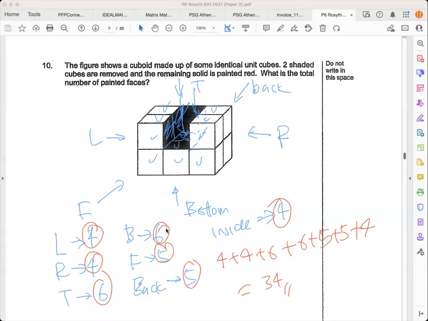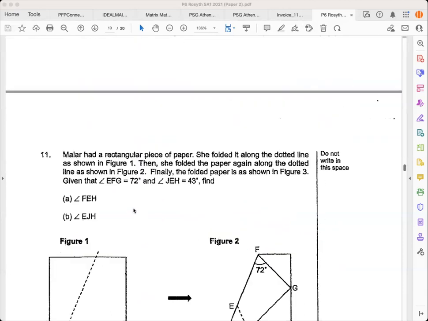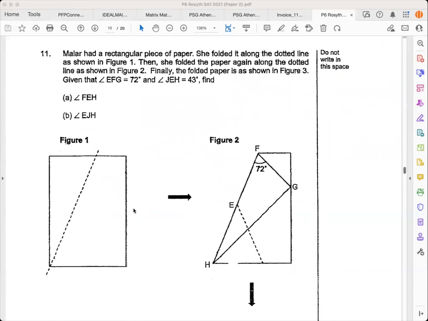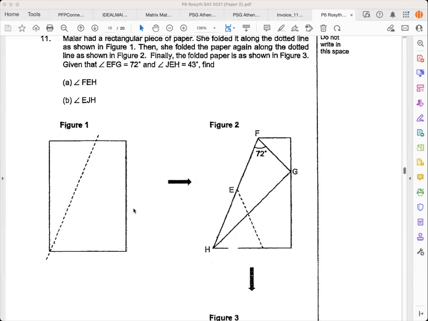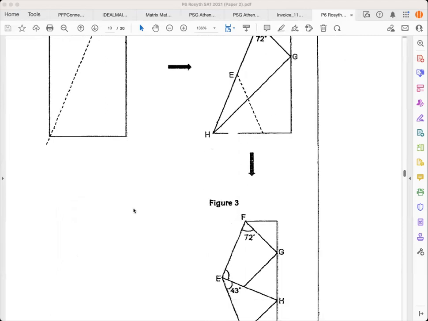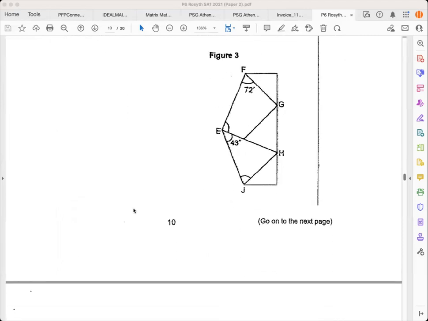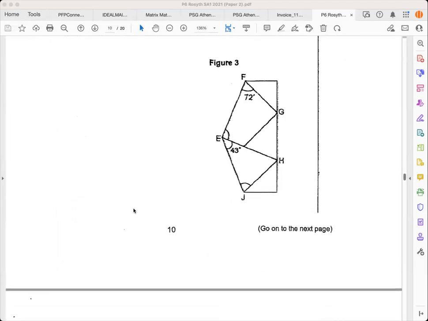Okay, let's continue with question number 11. Question 11 is a little bit difficult, but this is a folding question, okay? So let's look at the question. Because there's a screen limitation, I'm going to go all the way to this, and then I'll go from this diagram.